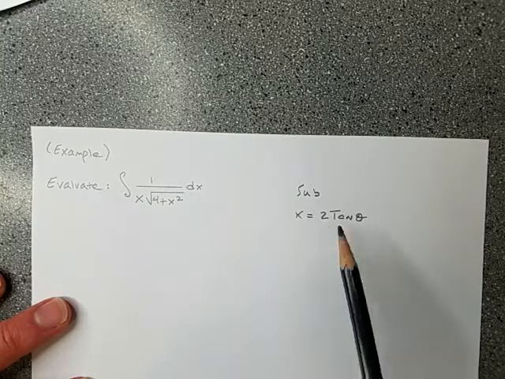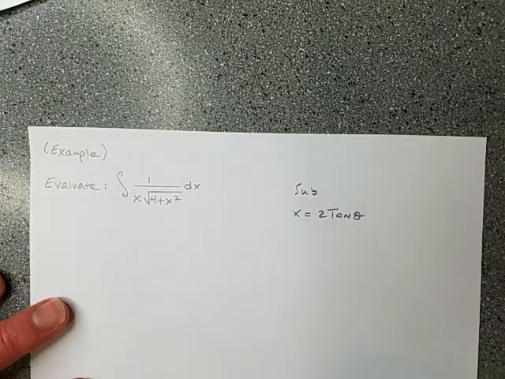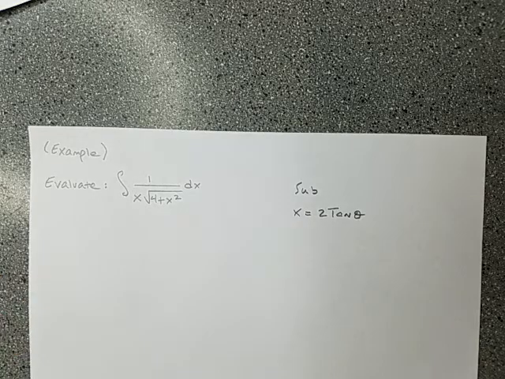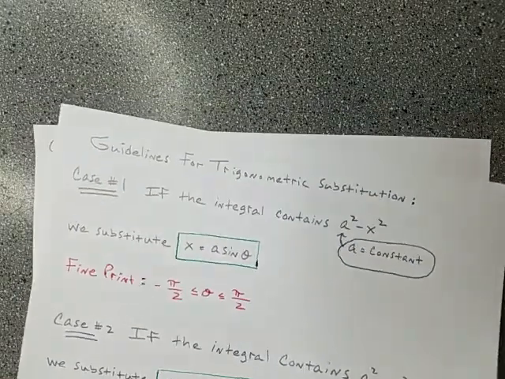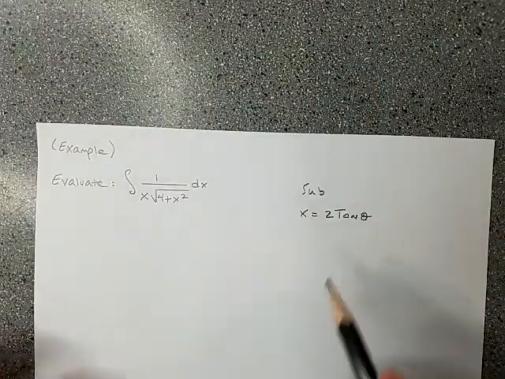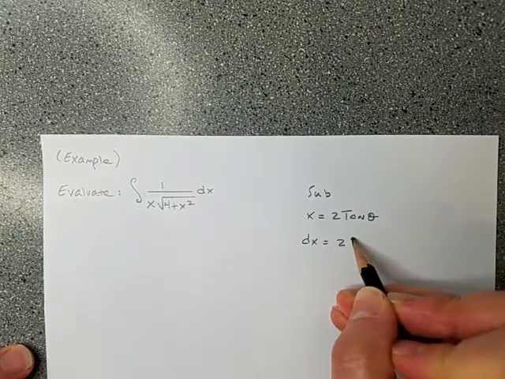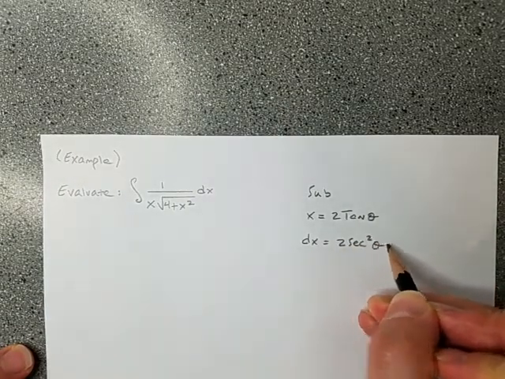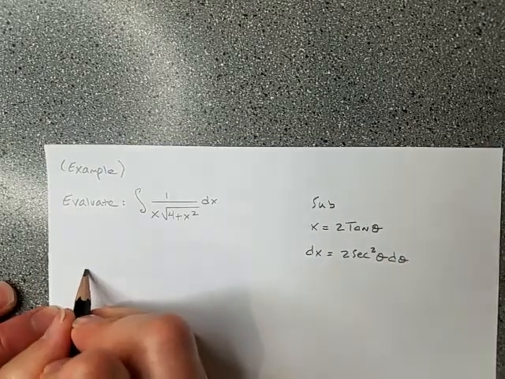I need a 2, though, because 2 squared is 4, and I'll factor the 4 out to get 1 plus tangent squared. You could think about it like that if you want to. If you prefer to do it by the letter and actually consult this, then go for it. You can do it that way. But this is what's going to work. So there's x. Here's dx: 2 secant squared theta d theta. All right, so let's put that in and see what we get.